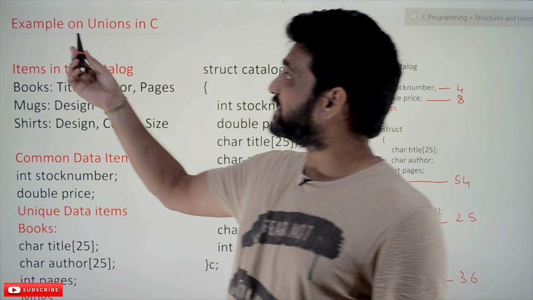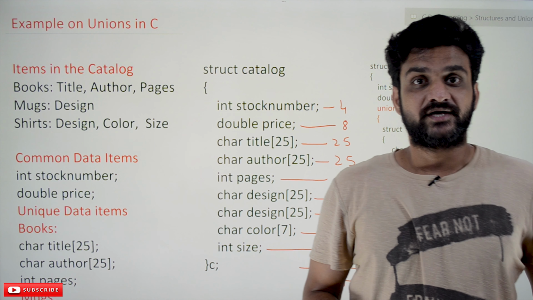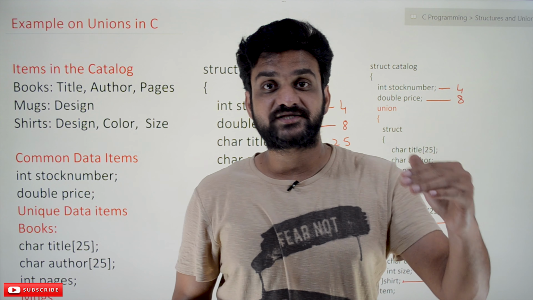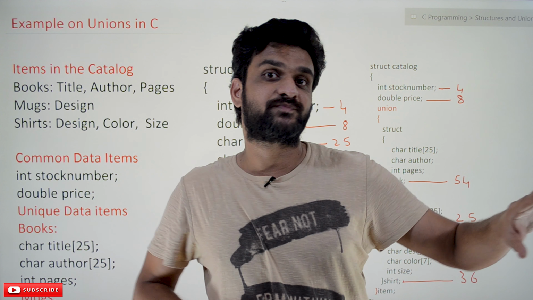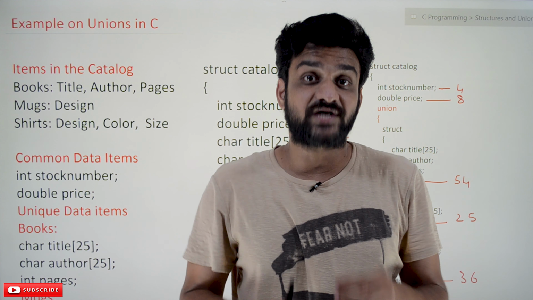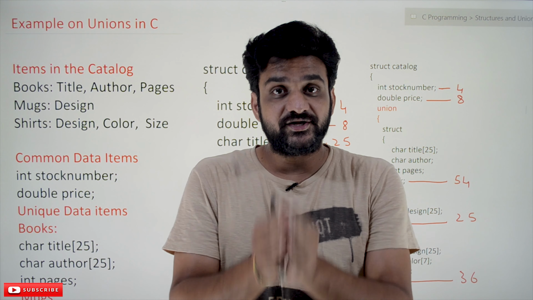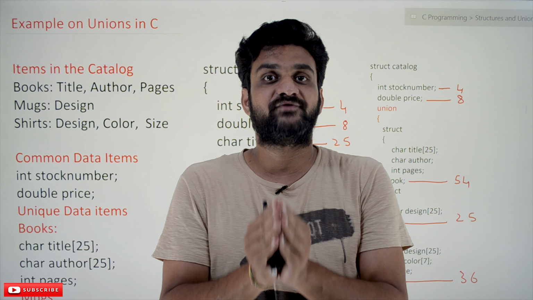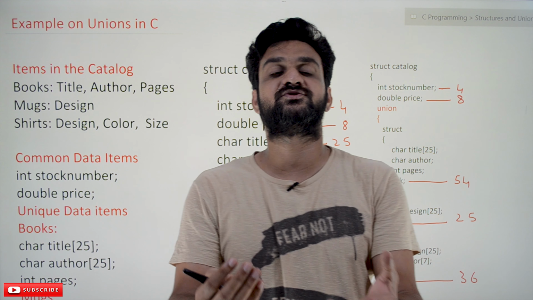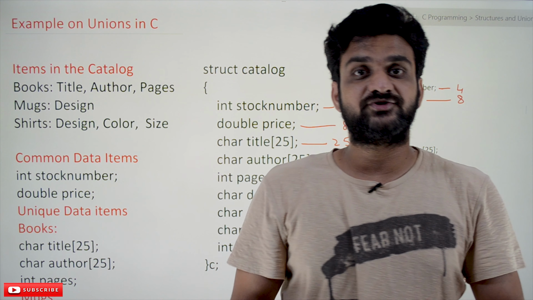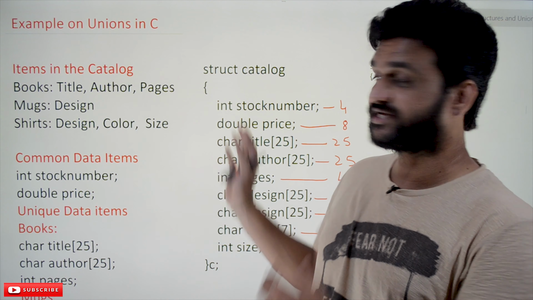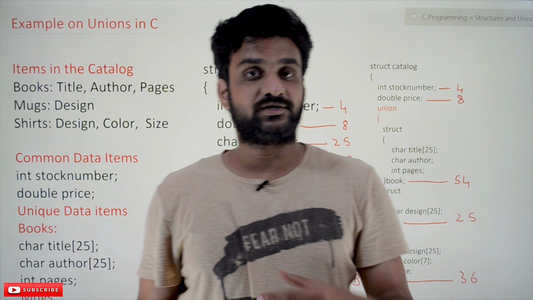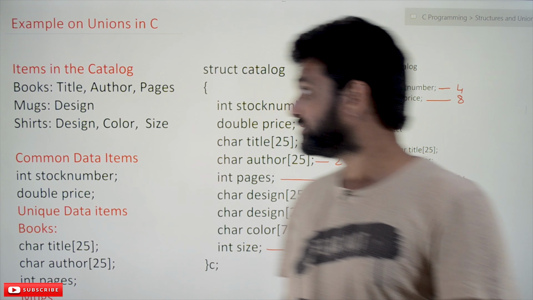In this class, we'll try to solve some examples on unions in C. The concept of unions and structures has already been discussed in our previous videos. If you haven't watched those videos, please watch them and come back here, because an understanding of structures and unions is very important. Without the basic knowledge of structures and unions, you may not be able to understand the advantage of this example. So let's try to understand that example.